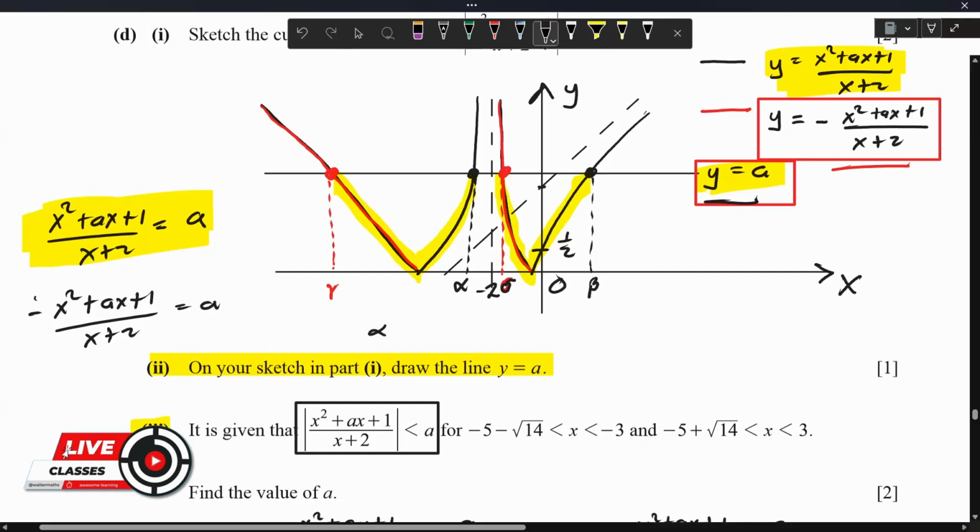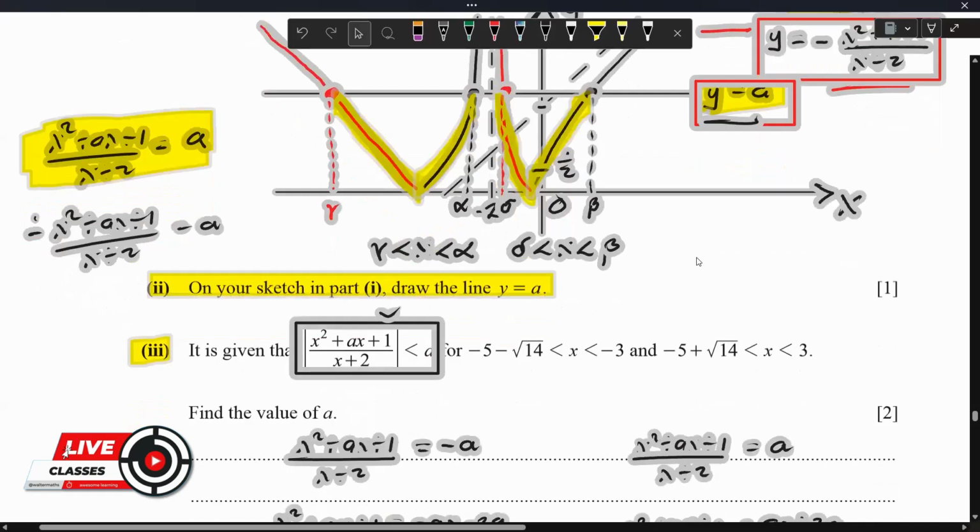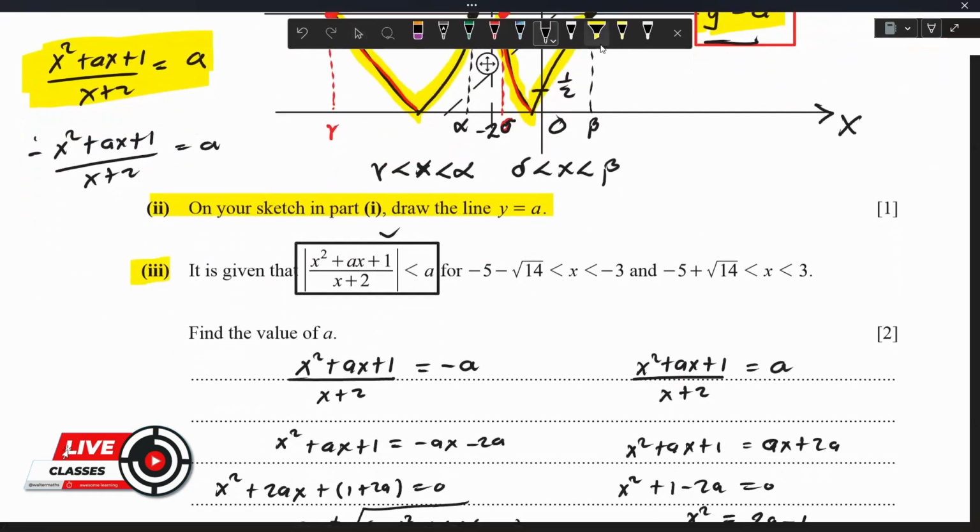So from gamma to alpha. And the other set of values satisfying this inequality are from delta to beta. So those are the two solutions. Let's look at these. Let's start with the first one, gamma to alpha.